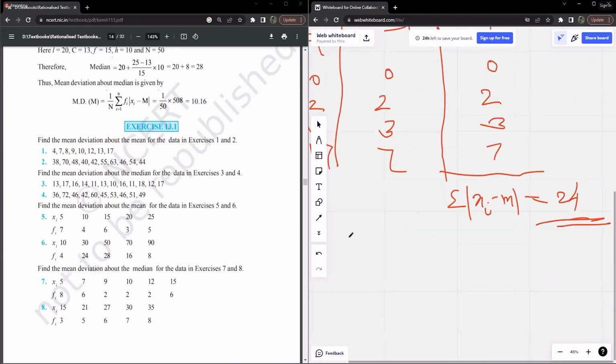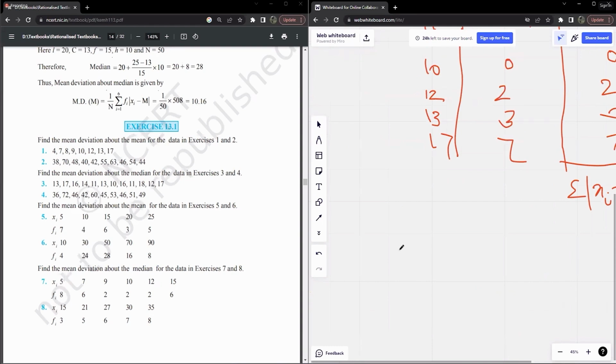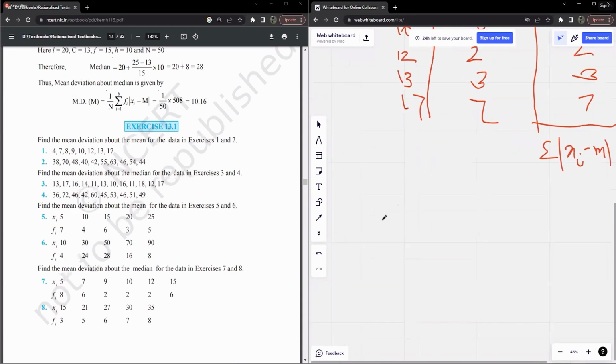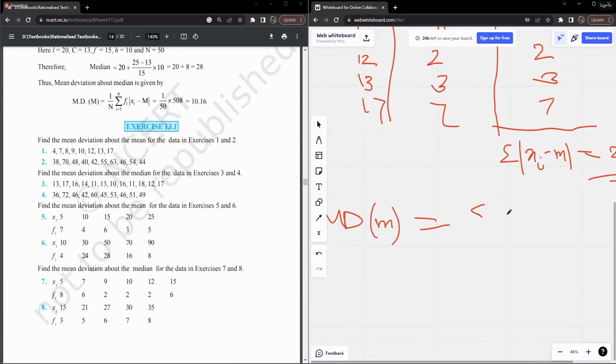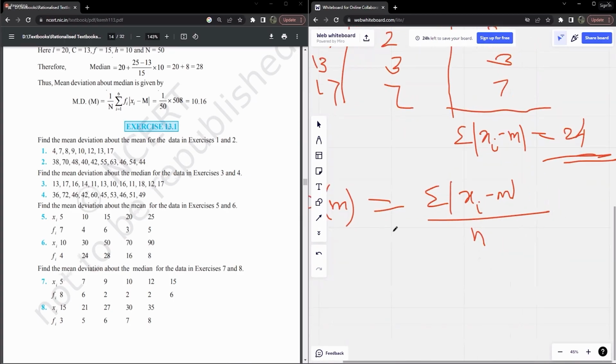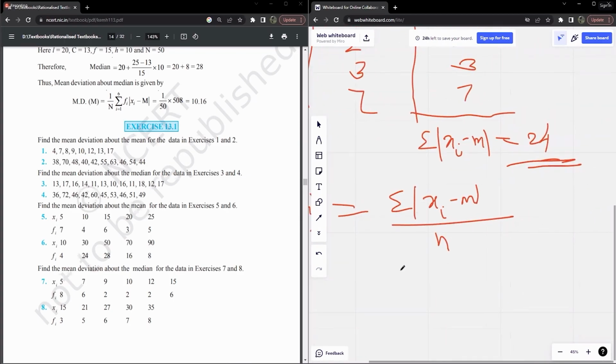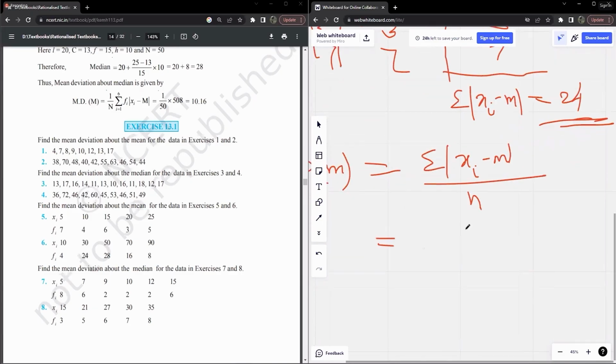All right. So the final answer, that is the mean deviation above the mean, small m, is going to be equal to sigma of mod xi minus m divided by the number of observations. The spread above the mean divided by the number of observations is 24 divided by 8, which is equal to 3. And that's your answer.